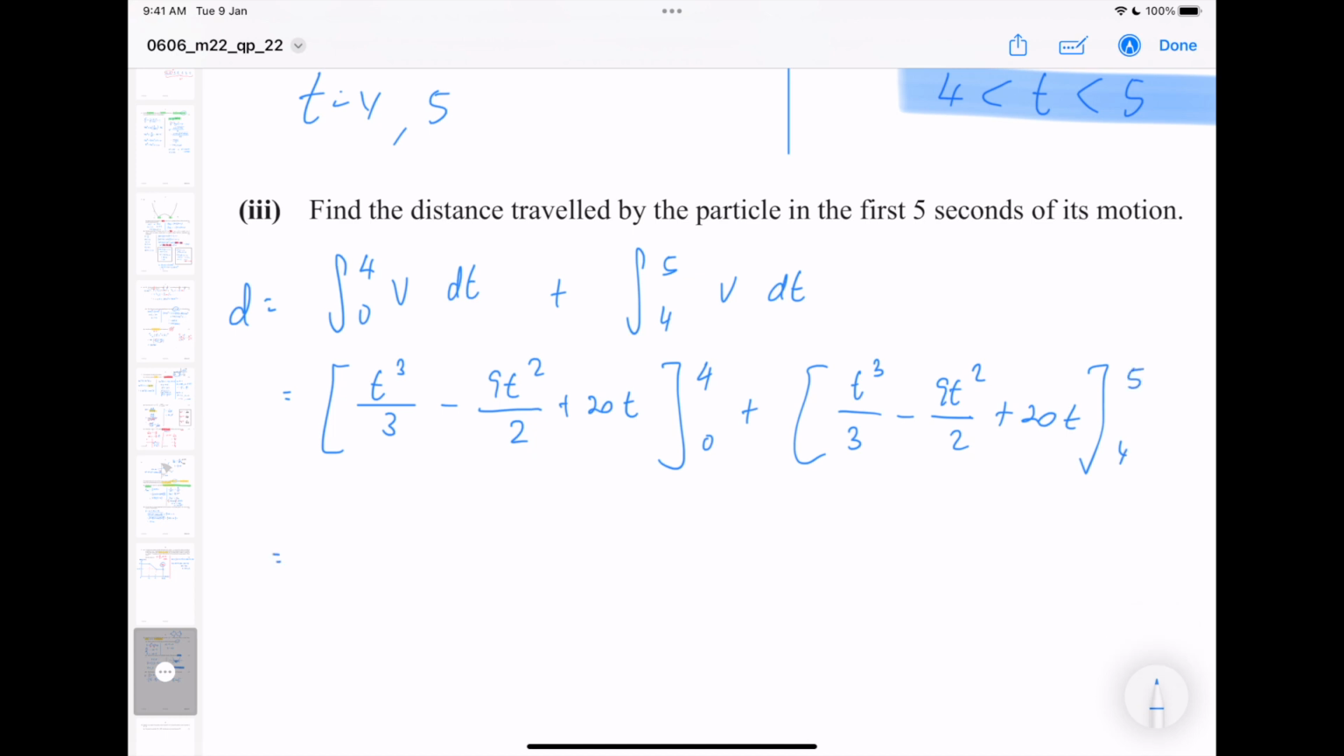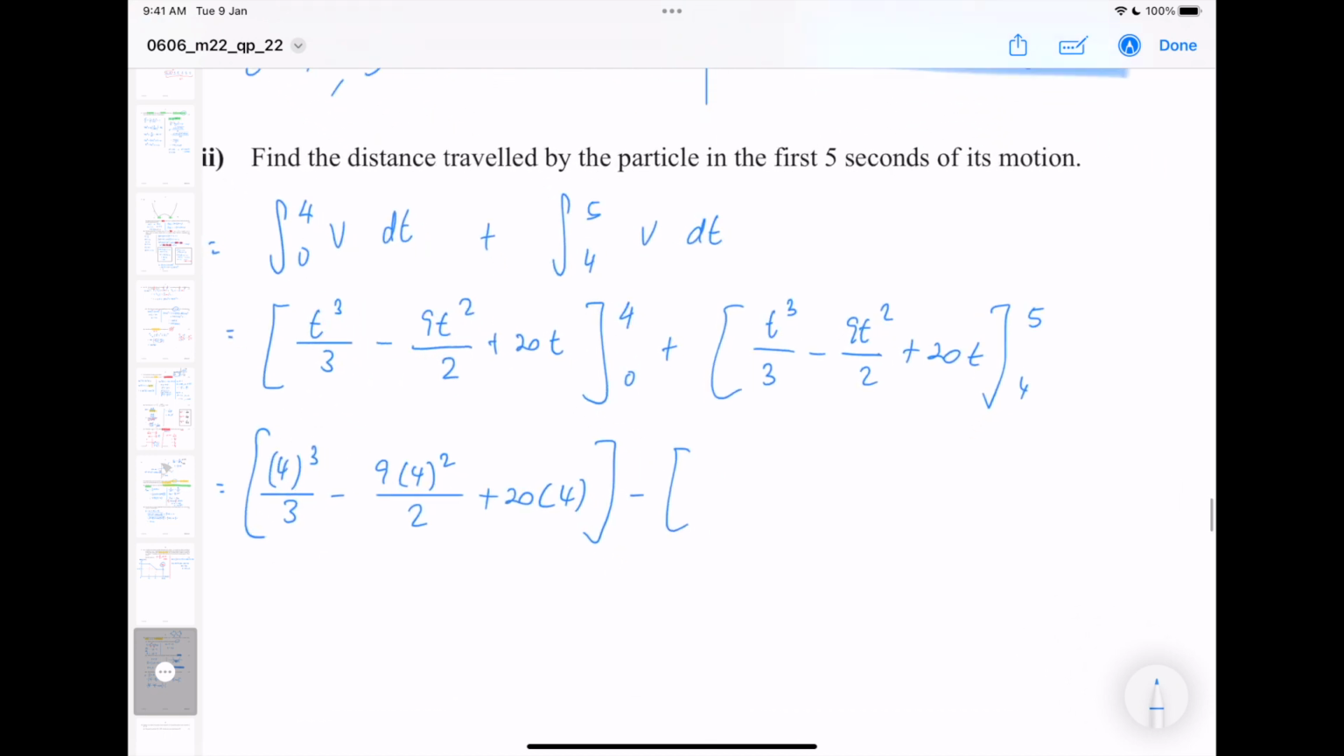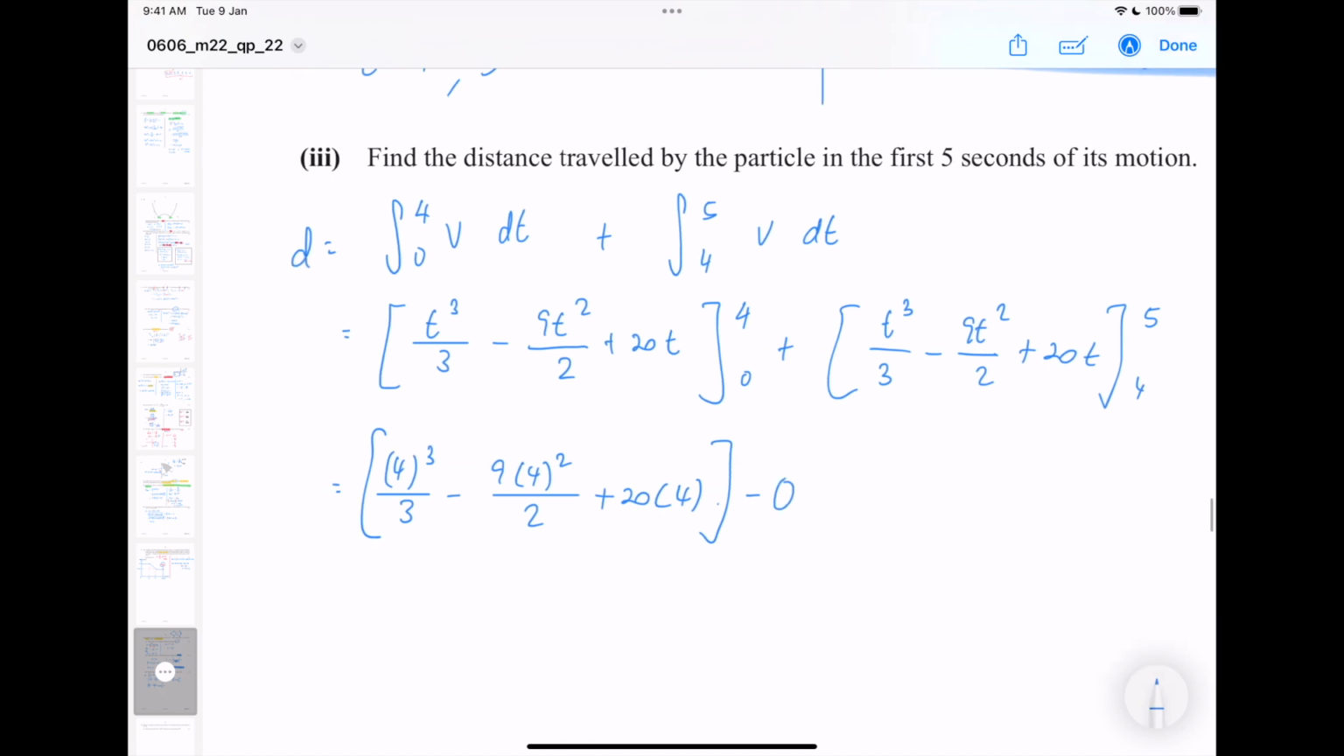Okay, let's get it. Just put numbers in. So that's going to be 4 cubed divided by 3 minus 9t squared, well, your t is now 4, 4 squared divided by 2 plus 20 times 4. This will minus the one where you substitute 0 in. If you substitute 0, it's just 0. So you're actually minusing 0. This is just for the first bracket.